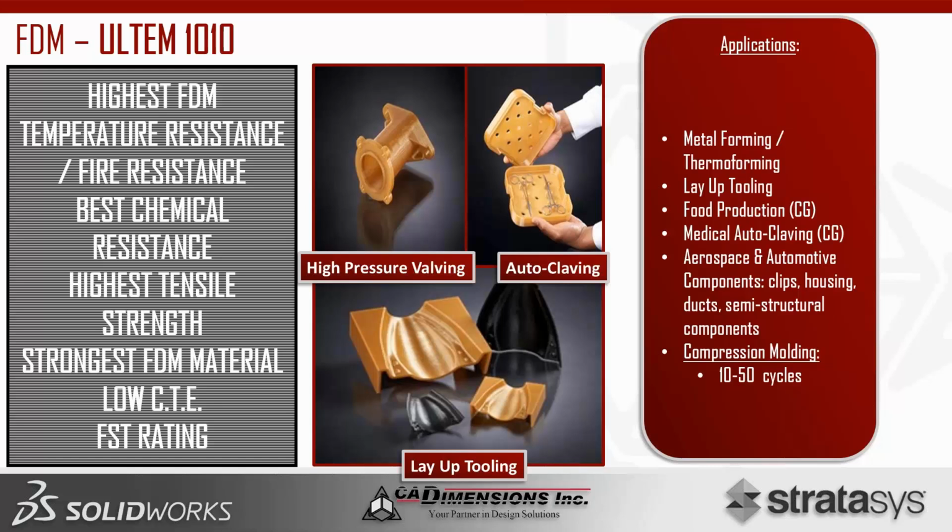And similar to 9085, you see ULTEM 1010 being used for a lot of metal forming and thermoforming, layup tooling like I just mentioned, food production because of its certified grade, the autoclaving that I mentioned, and a lot of aerospace and automotive components. And a newer application that's being further looked into by Stratasys and is being developed further by their team is compression molding. So being able to mold a charge of various materials by having molds made out of this material is unprecedented. Usually you cannot do this in any plastics. So we're seeing a lot of groundbreaking movement happening in that type of application.